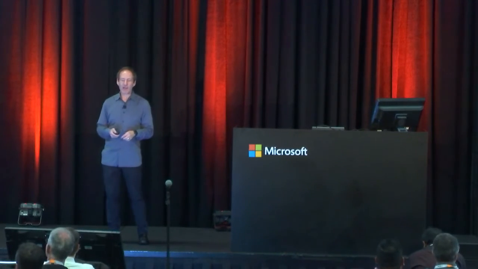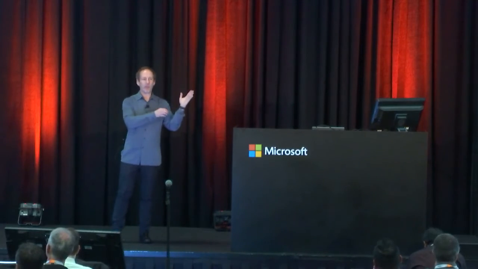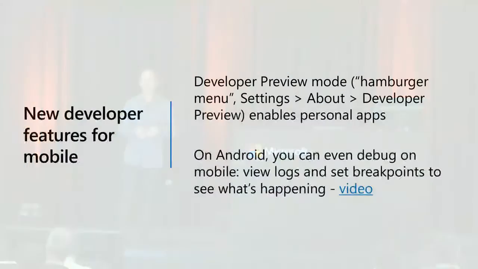But what's great is that now you can do this in developer preview. Just like we have developer preview mode in desktop, we have the same thing now on mobile. You access it by going to the hamburger menu. That's the 3 lines at the top.